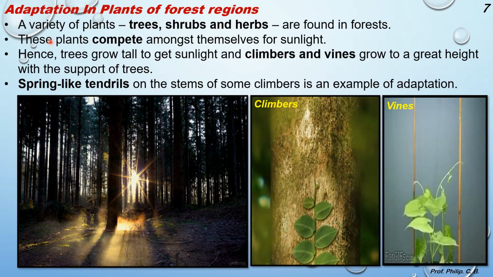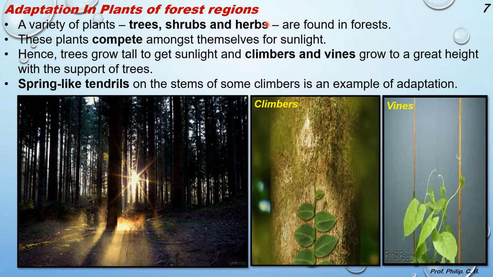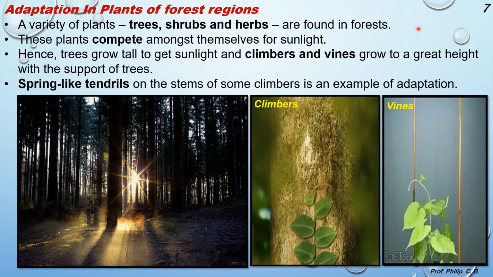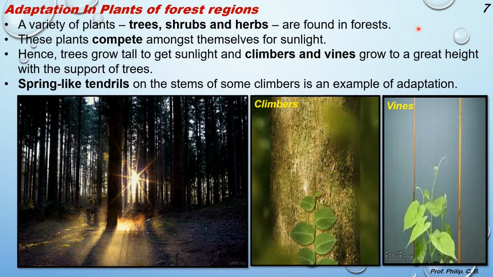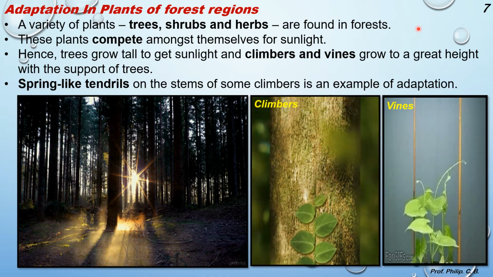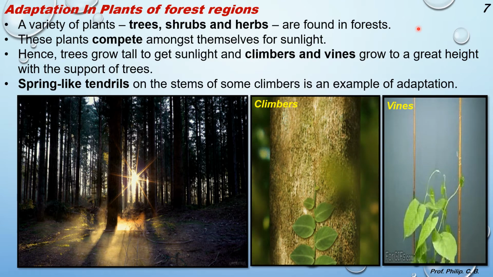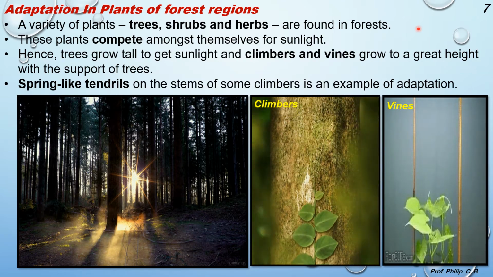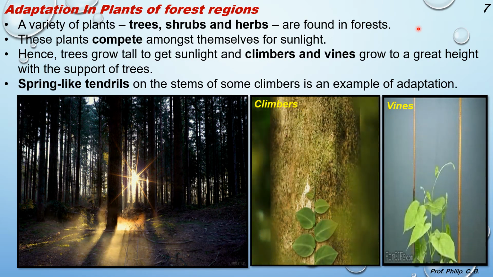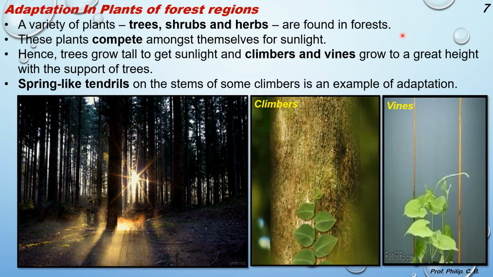Now coming to the first point, a variety of plants, that is trees, shrubs, herbs, are found in the forest. As the names suggest, trees, we can see all the larger trees, maybe of different heights, maybe 10 meters in height or 100 meters in height, like the coniferous trees, or shrubs and herbs which may be 2 to 3 meters in height, or just 1 meter in height or less than that, right? So all these different shapes and sizes of plants are found in the forest region.